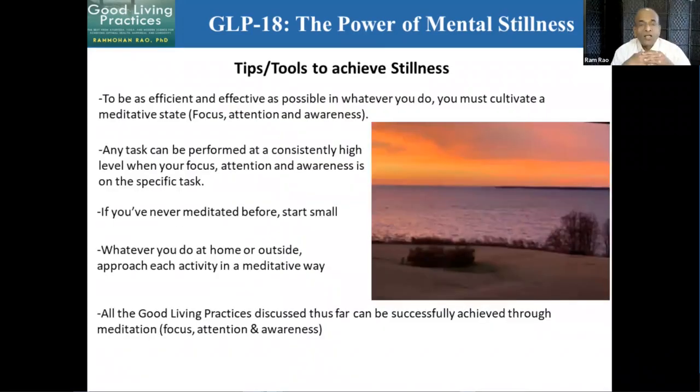As long as you have that focus, attention, and awareness, you'll be very efficient in whatever you do. You'll be very efficacious in whatever you do, and you will have the rewards of that, whatever task you do. Whether it's an exam, an interview, a surgical procedure, a musical performance, or some kind of art or craft, all tasks can be performed at a consistently high level with very good results only when you have your focus, attention, awareness. That is when you have your meditative practice on that task.